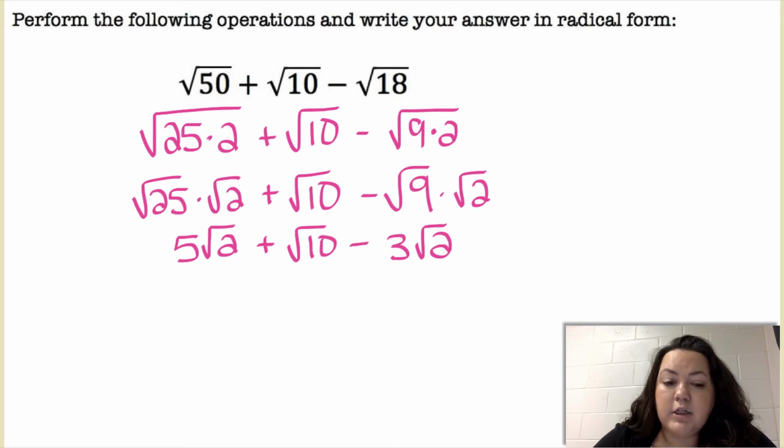Now I have some like terms. I have 2 pieces that both have square roots of 2, so I can combine those 2. I can't do anything with that square root of 10.